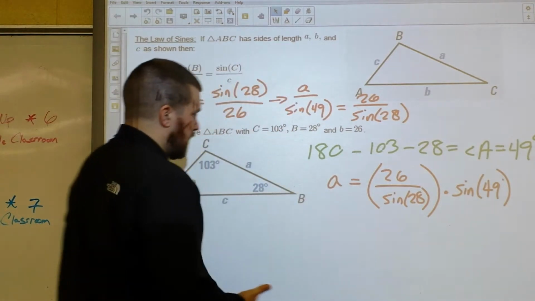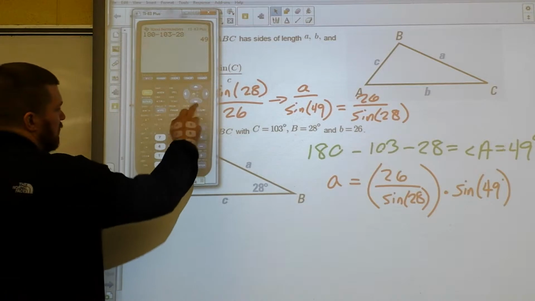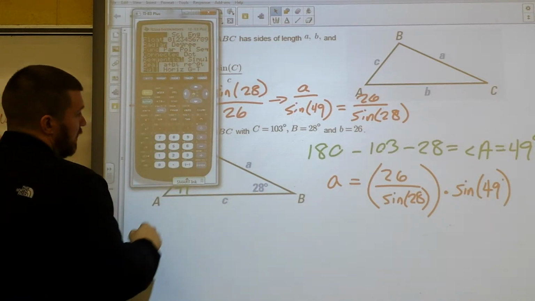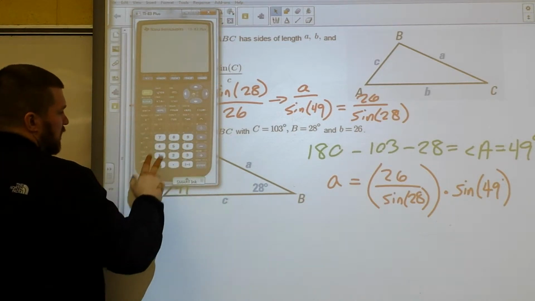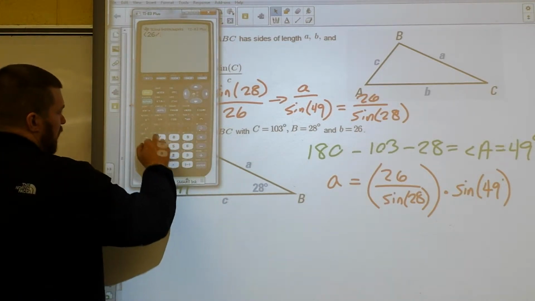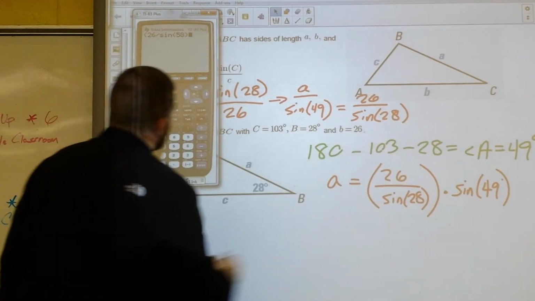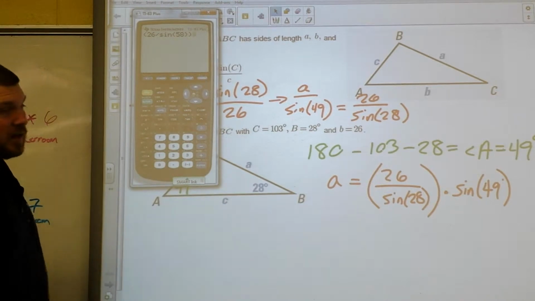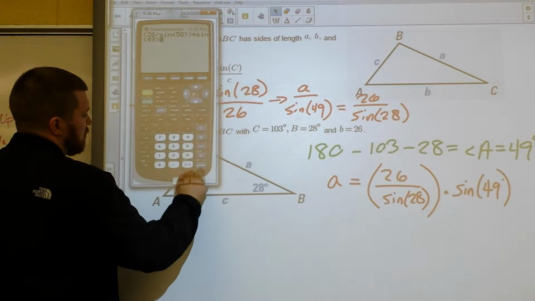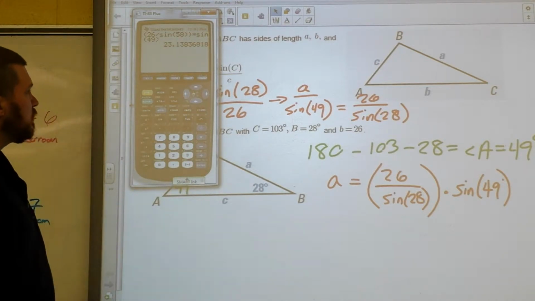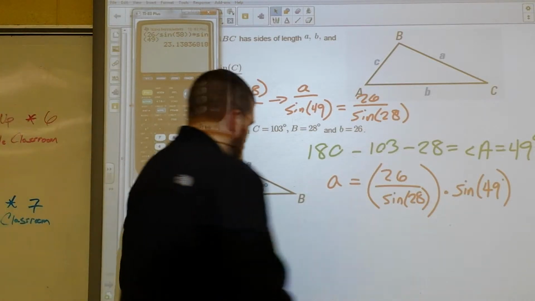Alright, so now I'm going to type this in my calculator and figure out what this is. Hopefully it's going to come out nice. First off, all my angles are in degrees, so I need to make sure I'm in degree mode. And now I'm going to type parentheses 26 divided by sine of 28, close parentheses, and then do the big parentheses. If you don't do all the parentheses, it's not going to come out correctly. Then times sine of 49 degrees, close parentheses again. I get 23.138. I'm going to round to 2 decimal places, so 23.14.